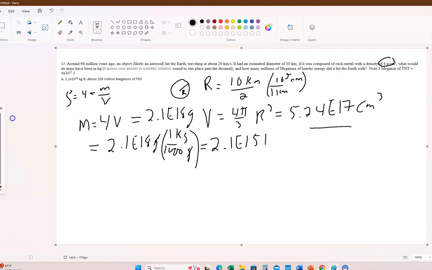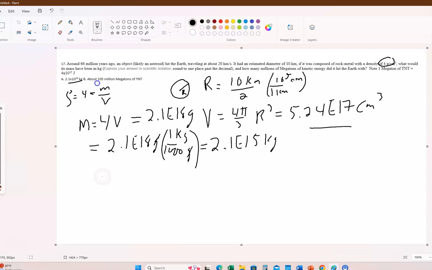E15 kilograms. All right, that's quite a bit just to get that. So that's part A, and we already knew that was the answer because I had worked this out a long time ago. All right, so for part B here, how can we figure out part B?